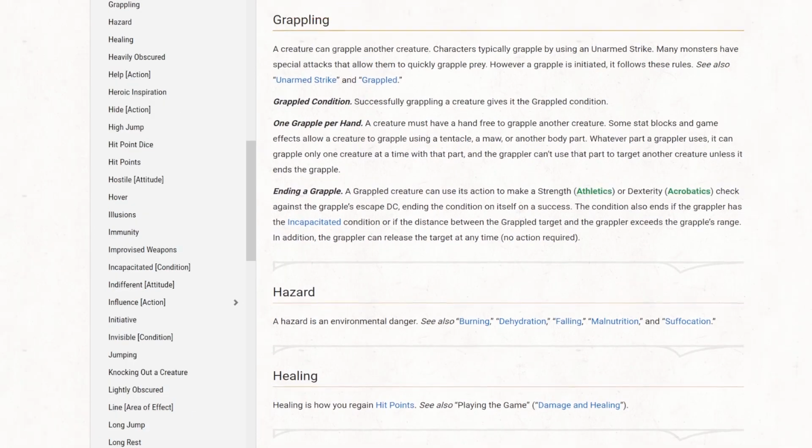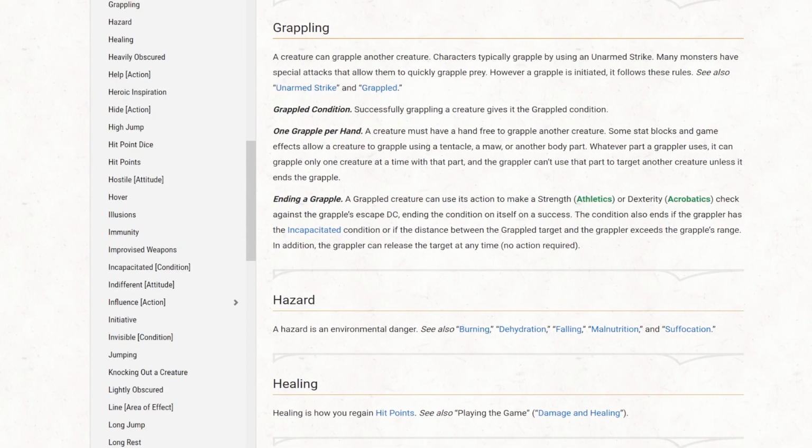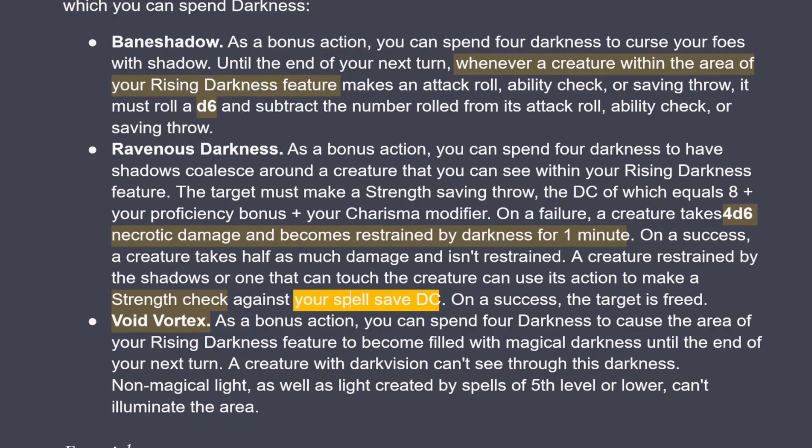Honestly, I think I would just copy the grappling rules and say they can make a Strength or Dexterity check, if we're going to make them do a check of some kind. And it says here against your spell save DC. I know exactly what they mean because it's clear Charisma is our spellcasting modifier in terms of all of our abilities, but we never call it a spellcasting modifier technically. It's not a spell save DC. We technically never define this.